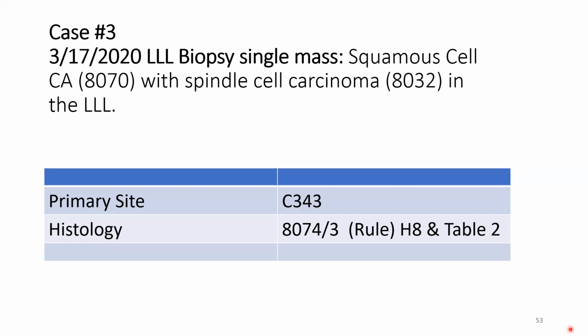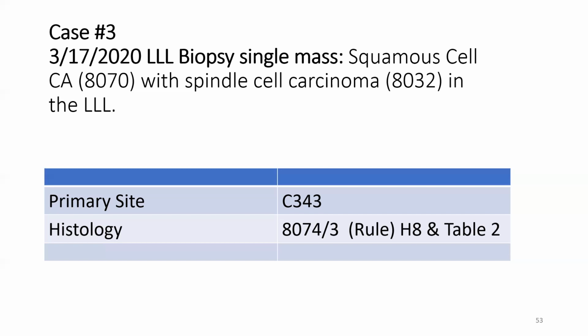And rule H7, we need percents. We don't have that. Rule H8 applies. We have multiple histologies in a single tumor. And we need to go to table 2, looking for squamous cell and spindle cell. And table 2 does show that there's a combination code for these two histologies. Squamous and spindle cell, and the combo code is 8074.